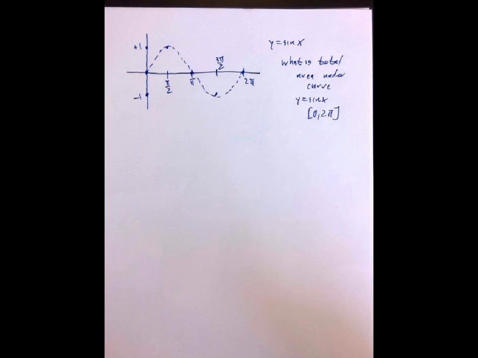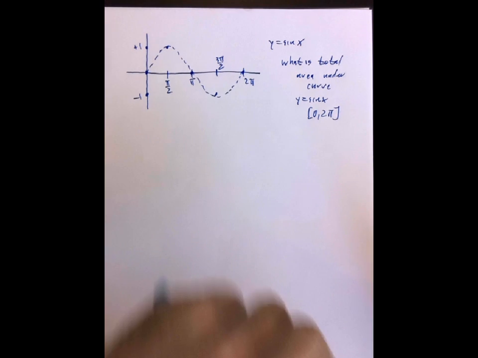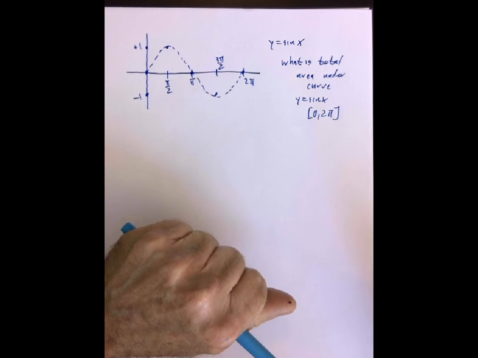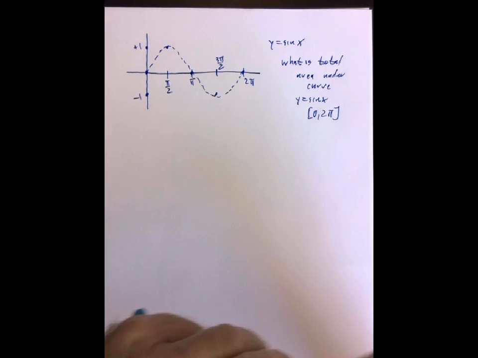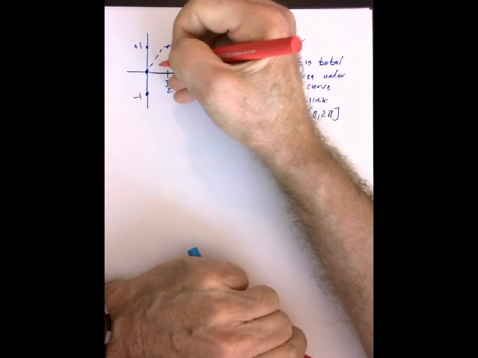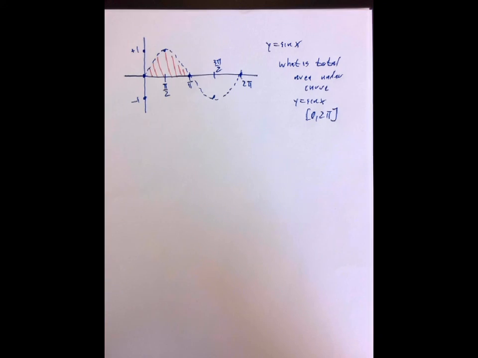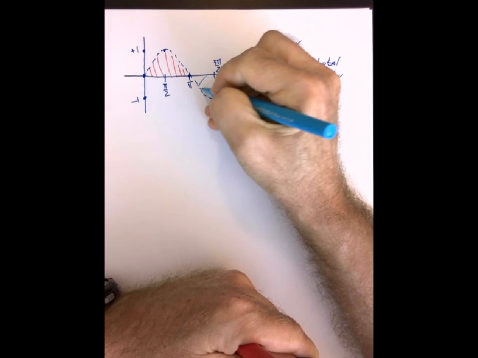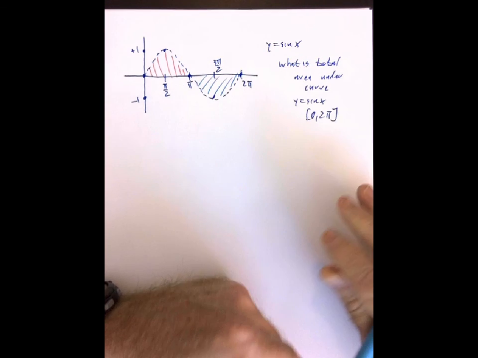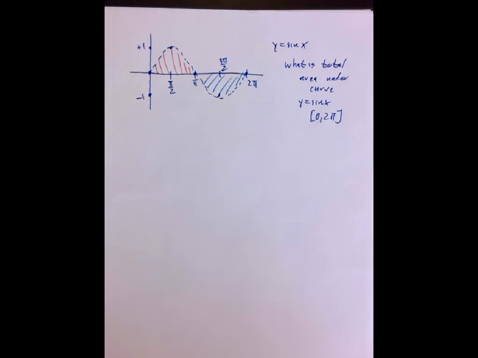Okay, hope you had a minute to think about that. If you said 0, you'd be correct. And why is that? Because this area, which is above the curve, and this area, which is below the curve, because of the symmetry of the sine curve, those two areas are exactly equal to each other.